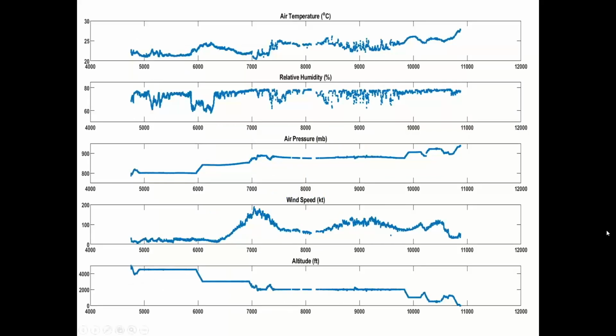So air temperature, time series on the x-axis, and we've got values: air temperature, relative humidity, pressure, wind speed, altitude. So you can see as altitude goes down, pressure's going up. These are the spike areas when we were in the eye wall, and we were able to do a correction for relative humidity too. So that data is actually going to be looking pretty good too. We're interested in looking at things like enthalpy flux and momentum flux as well.